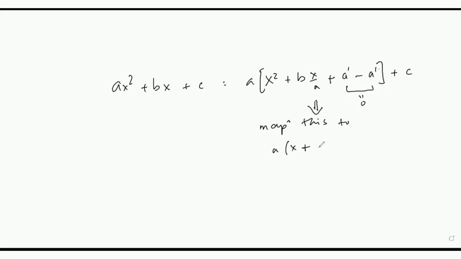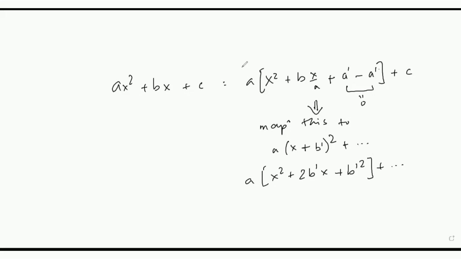x plus, let's call it b prime, squared, plus something. Okay, so let's see what this means. So if we expand this bit, we'll get x squared plus 2b prime x, plus b prime squared, plus whatever the constant terms were.